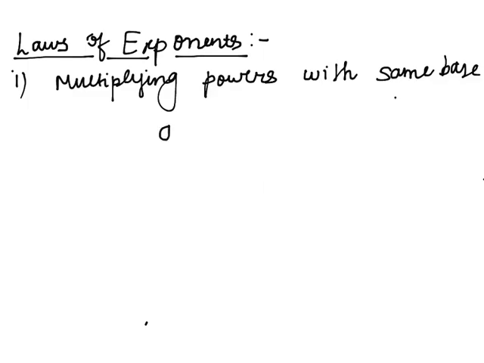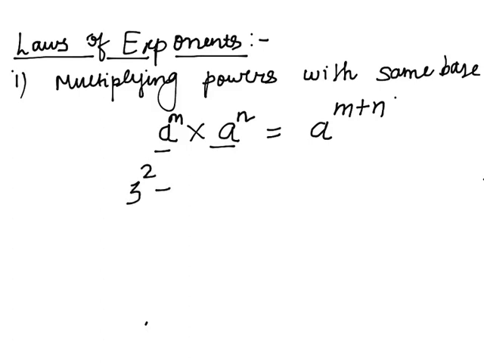Means if we have the same base like a and a, here we have a raised to the power m and here a raised to the power n. So in this, these exponents or these powers will get added. So we can write it as a raised to the power m plus n. It will happen only if we have the same base. Like if we have 3 raised to the power 2 multiplied by 3 raised to the power 4.